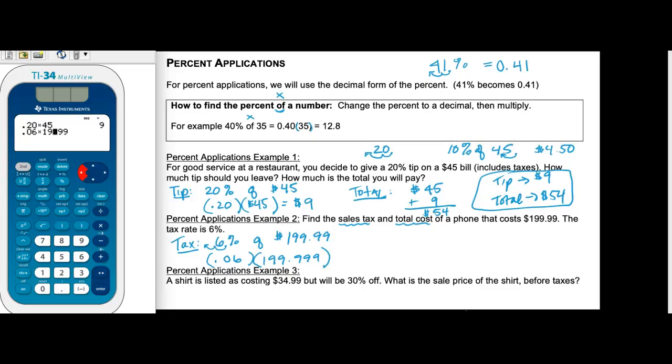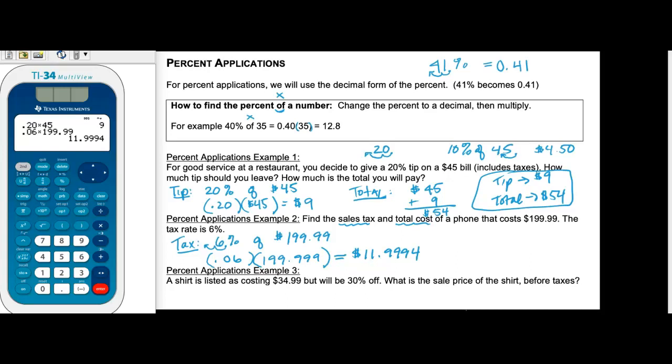All it takes is one number off, or one decimal off, and you got a wrong answer. So you got to be careful with typing. So 0.06 times $199.99, and then it looks like I've got a sales tax. I'm going to write 11.9994. Okay, let's talk about what to do with this, because this is kind of an odd number.